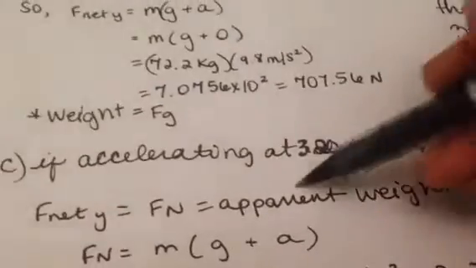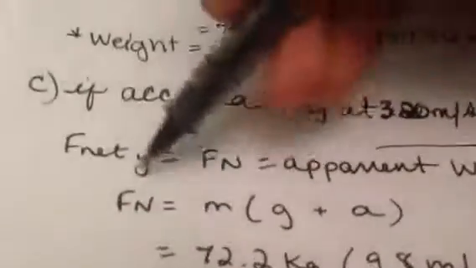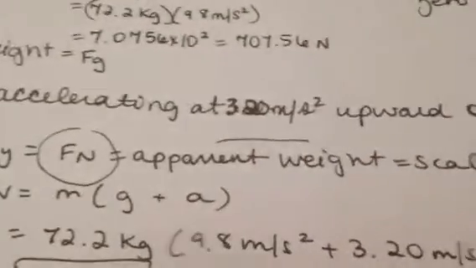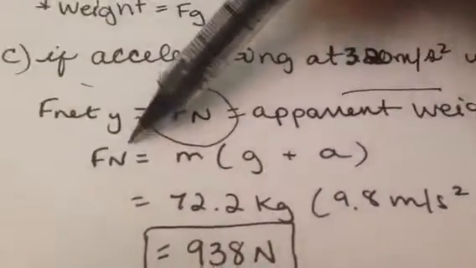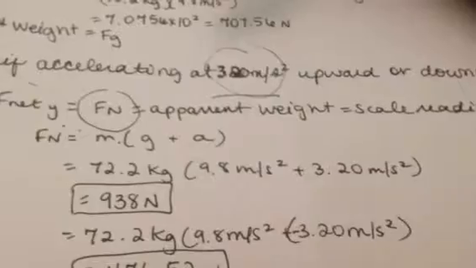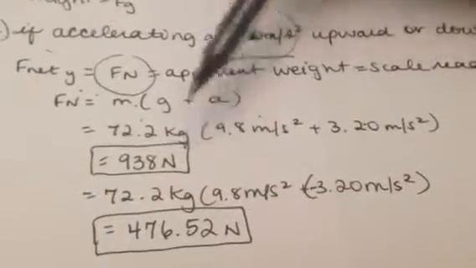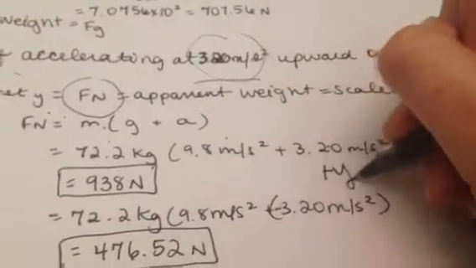However, if he was accelerating and if acceleration was not 0 in up or down, we can account for that. We already know this formula, F net in the y is equal to the apparent weight, normal force, which is also equal to the scale reading. And Fn is equal to mass times gravity plus acceleration. And we are given that acceleration that he's traveling in, so mass times gravity plus acceleration, plug that in the calculator. So that's when he's moving in the positive y direction.